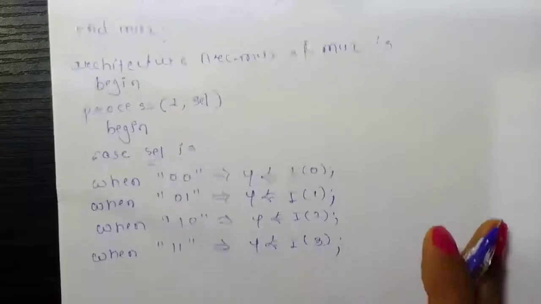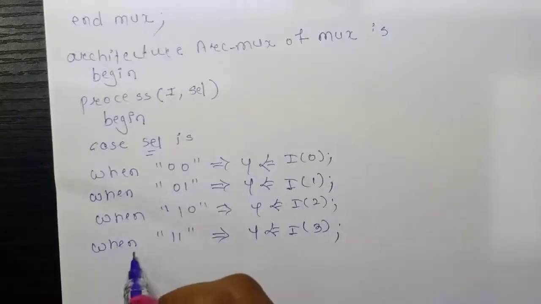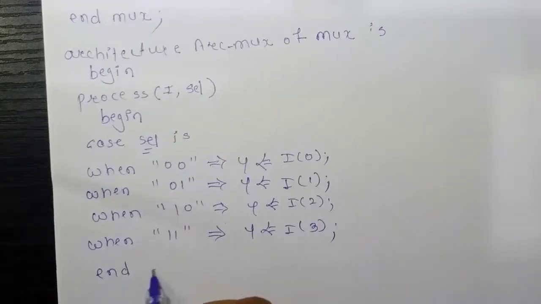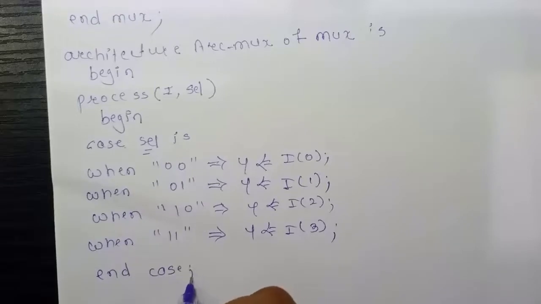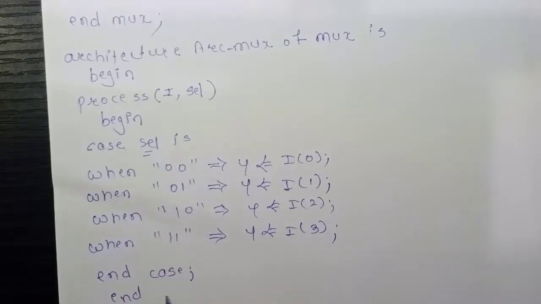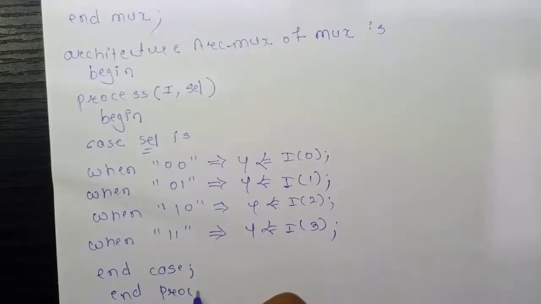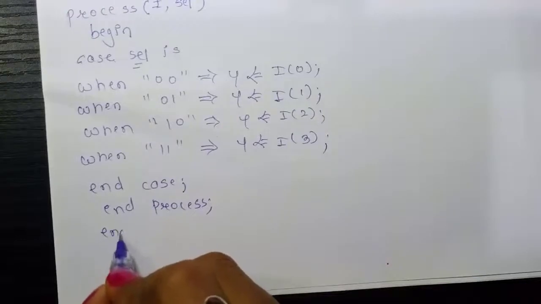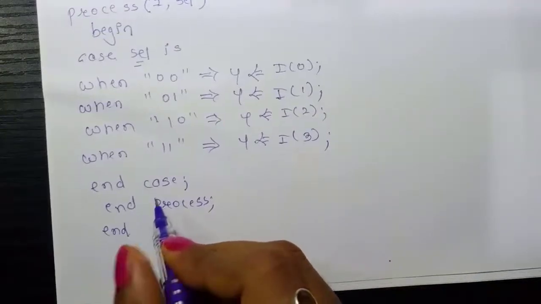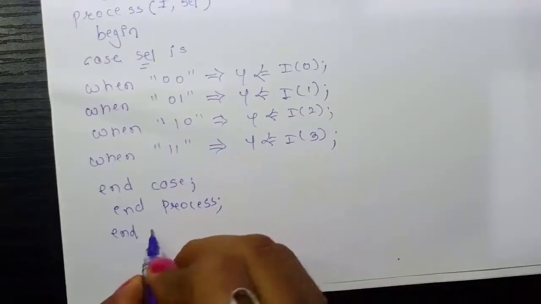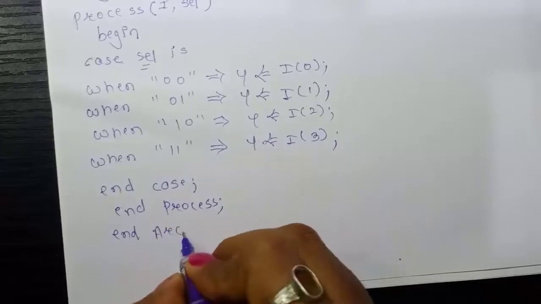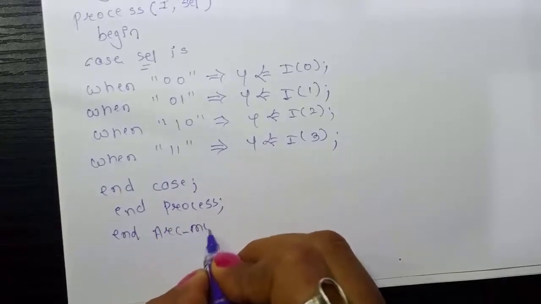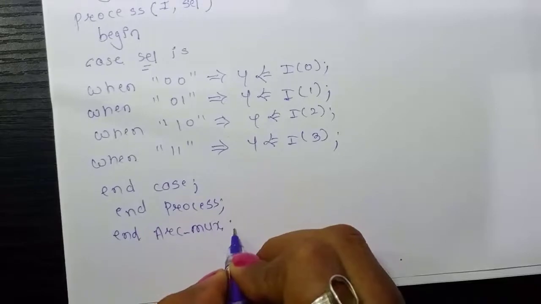Okay, and then we have to end our case, that is end case, then end process, and last one is end architecture. Okay, now end name of your architecture. Now what is the name of my architecture? It is arc underscore mux.